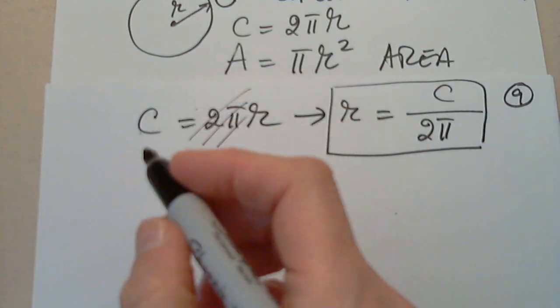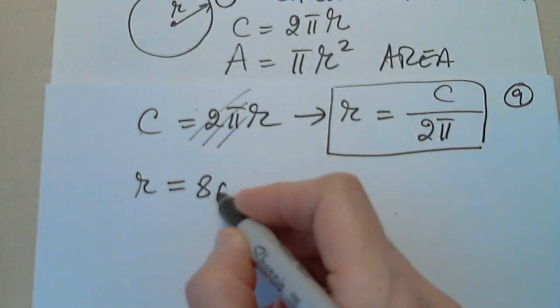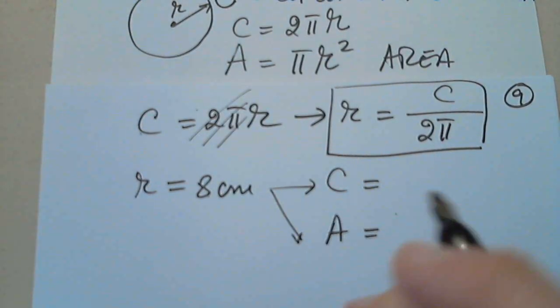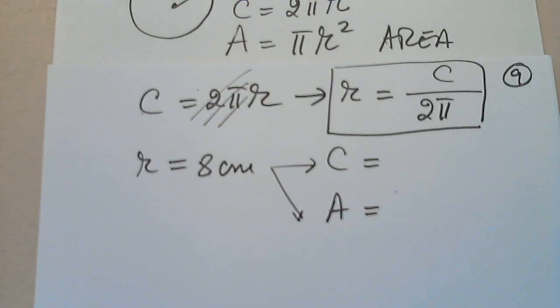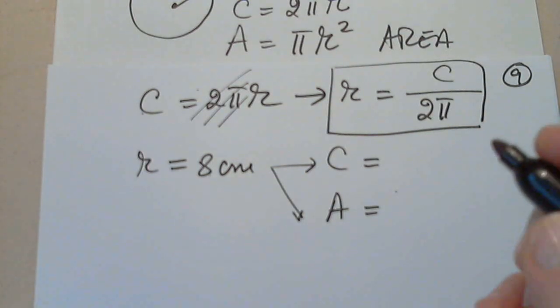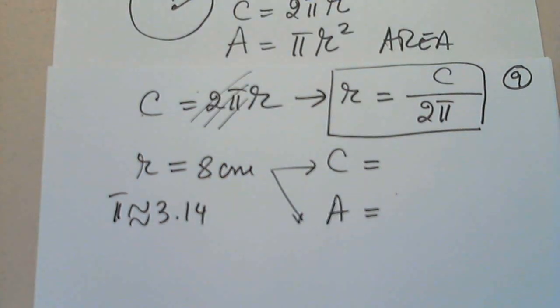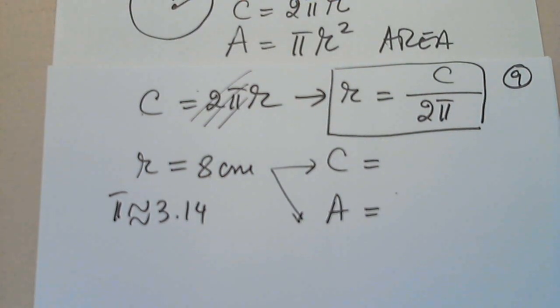So let's look at a numerical example. Let's say the radius is 8 centimeters. They want us to find the circumference and the area. So let's use the formulas and determine them. In a lot of your questions in Pearson, they are not asking you to replace pi with 3.14. In some situations, they want an exact answer, which means do not replace pi by 3.14.